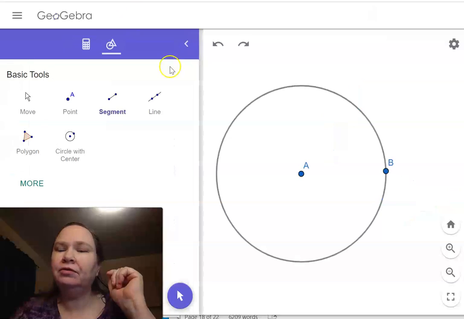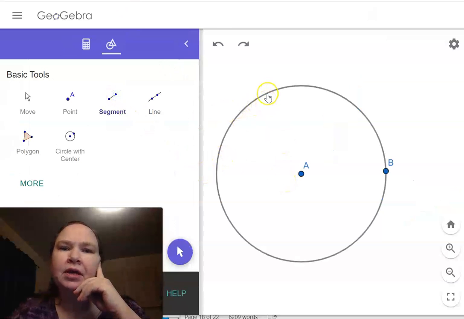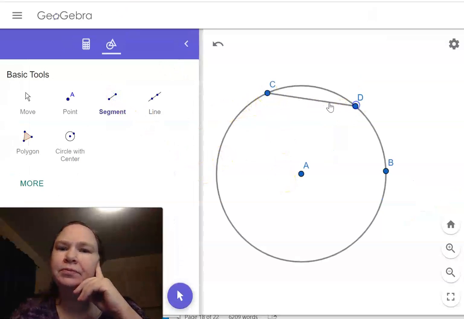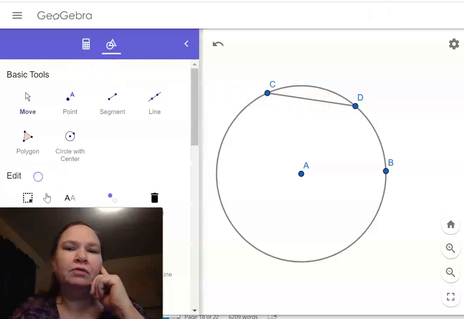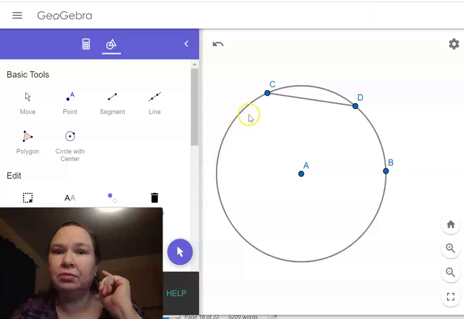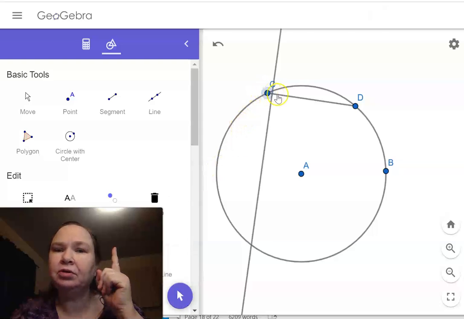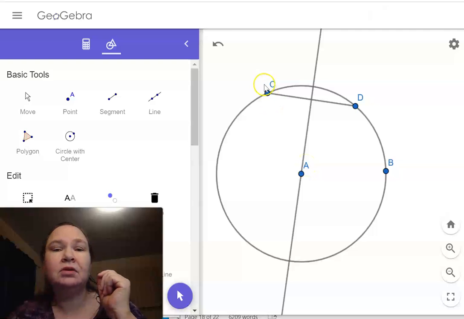For this, we're going to need a little fact about circles. The fact we need is: if you have 2 points on the edge of a circle and you find their perpendicular bisector, and we just finished doing some things with perpendicular bisectors, a perpendicular bisector goes through the midpoint of the segment and it's perpendicular to the segment. If these 2 points are on this circle, then that perpendicular bisector will always go through the center of the circle.